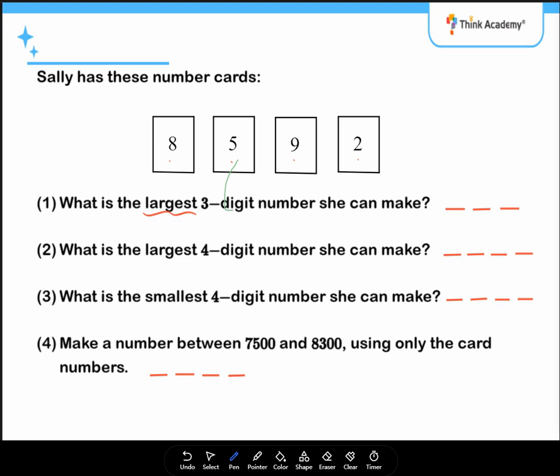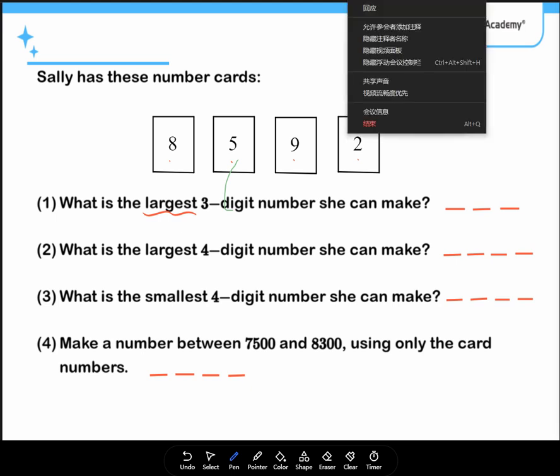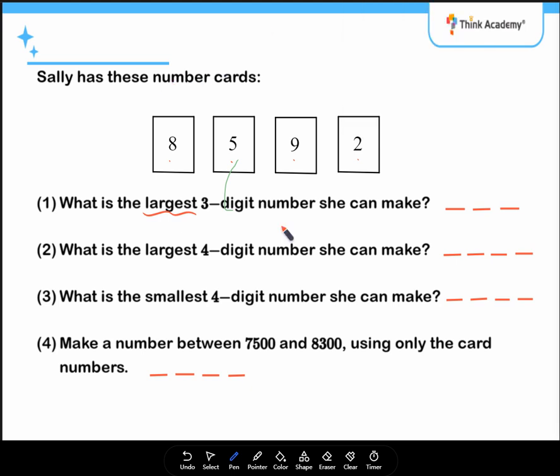So here, for the largest 3-digit number you can make, we start from the first digit, and to make it as big as possible, it's 9, right?